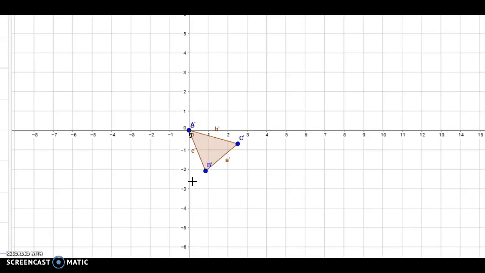This is a very brief tutorial about rotation. In this tutorial, I'd like you to discover what happens when I rotate this figure. I have a figure here. This figure is a triangle, and one of its vertices is at the center.